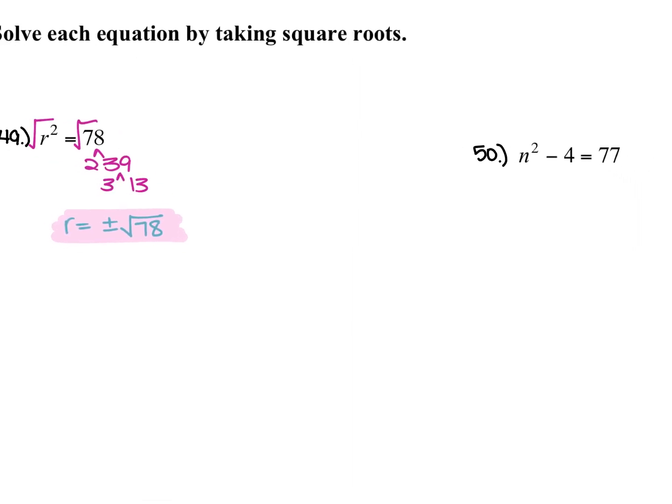For 50, you have n squared minus 4 is equal to 77. We're going to add the 4 over to get n squared by itself. We get n squared is equal to 81. We take the square root of both sides, and we have that n is equal to plus or minus 9.